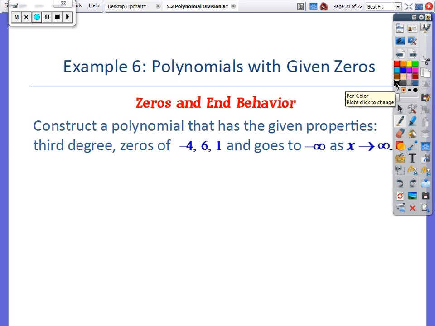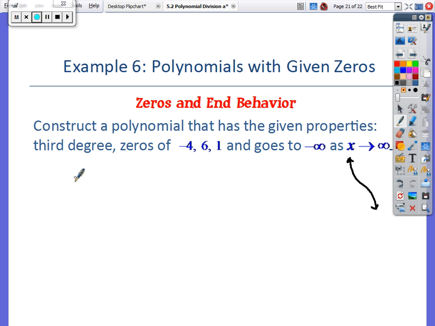But we want to construct a polynomial that has the given properties: third degree, okay, which just means it's going to be an x cubed, and it goes to negative infinity as x approaches infinity. So it talks a little bit about our end behavior. So it's a third degree, which means it's a ziggy. And if it goes to negative infinity as x approaches infinity, it would be a backwards, a reflected ziggy. And if it's a reflected ziggy, that means that our value of a is going to be negative. So we'll talk all about that in just a moment.